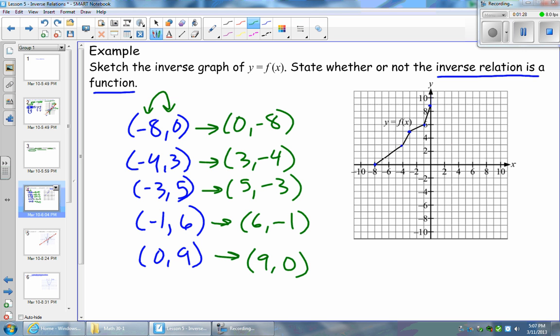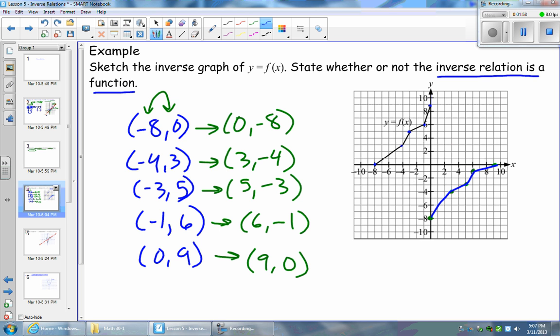So let's go ahead and plot these points and connect them. Okay, so we have a point at 0, negative 8, which is right there. 3, negative 4, which is right there. 5, negative 3, which is, try my best here, 5 right there. So 6, negative 1, right there. And finally, 9 comma 0 is right there. So if I sketch this inverse graph, you're going to get something that looks like that.